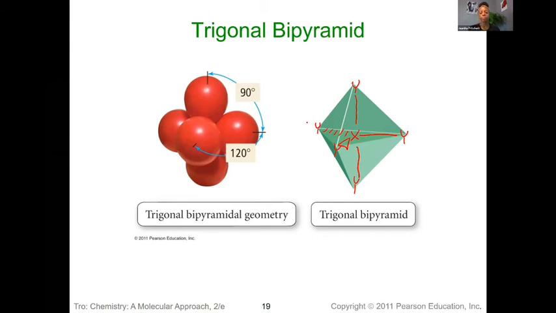Okay. And bond angles, what we're looking at here from the axial to equatorial position would be 90 degrees. From axial to axial would be 180. And from equatorial to equatorial, it's again a pyramid, so that would be 120. Okay.